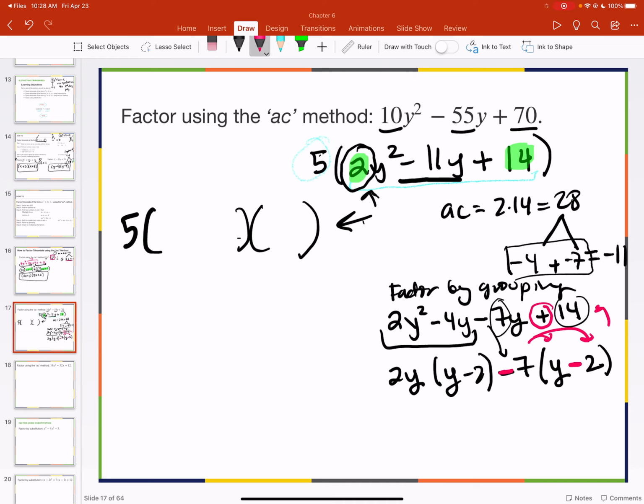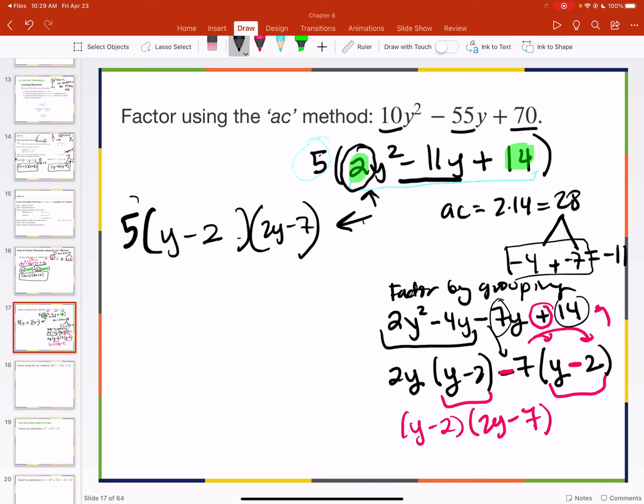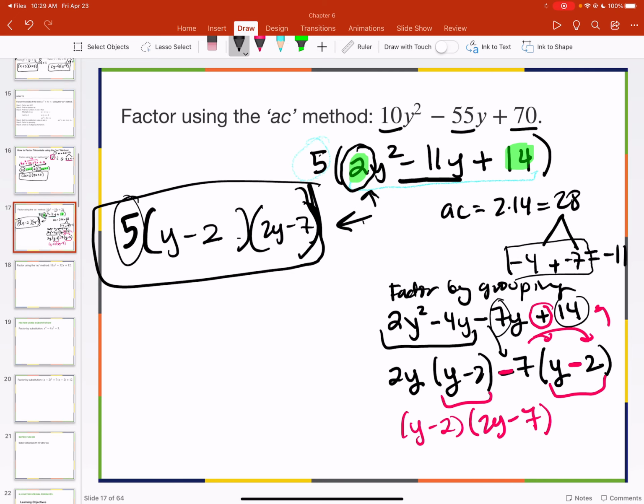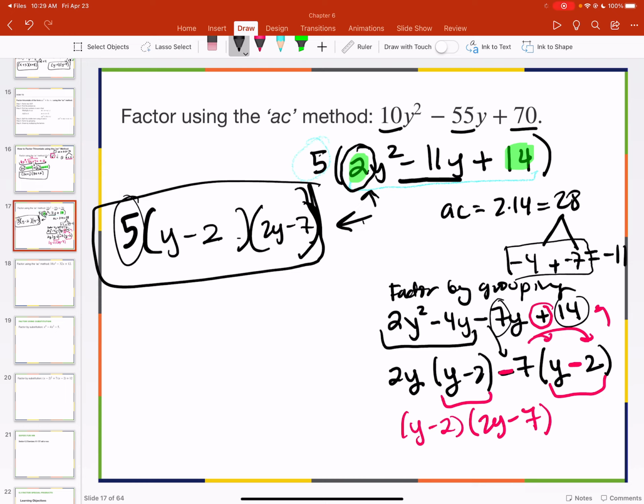All right, so now that we have y minus 2 in common, we get y minus 2 times the quantity 2y minus 7. Okay, so that's it for here. So this goes y minus 2, 2y minus 7. Because don't forget we have that 5 from the beginning that we factored out. We need to include that GCF. Okay. Let's try one more.